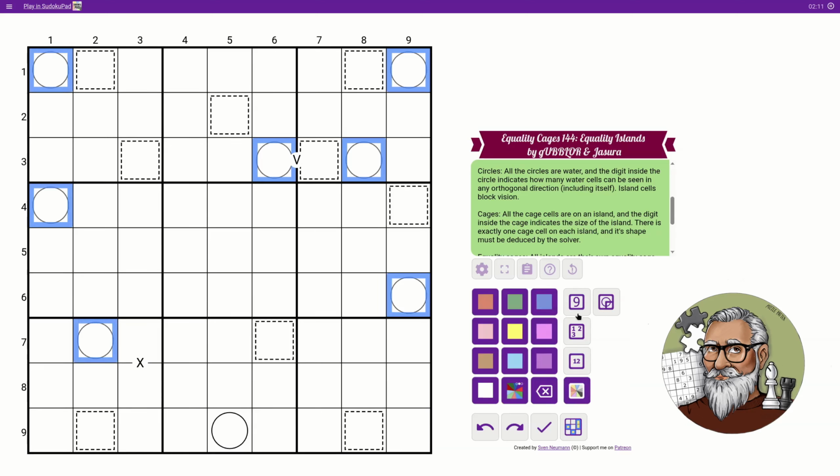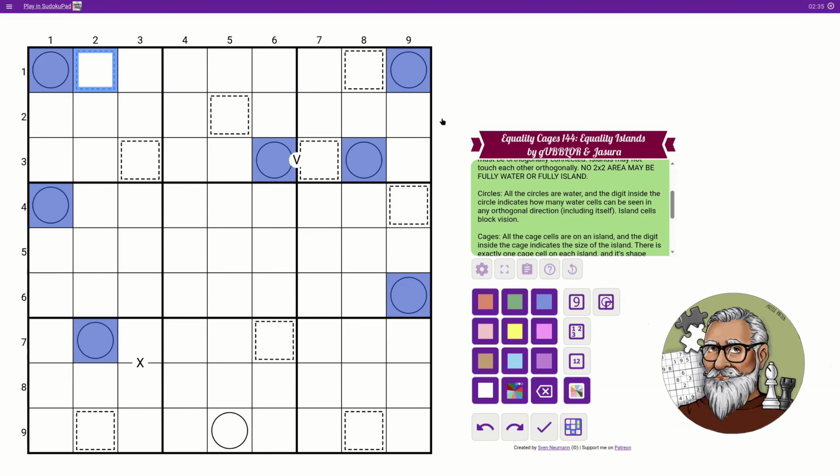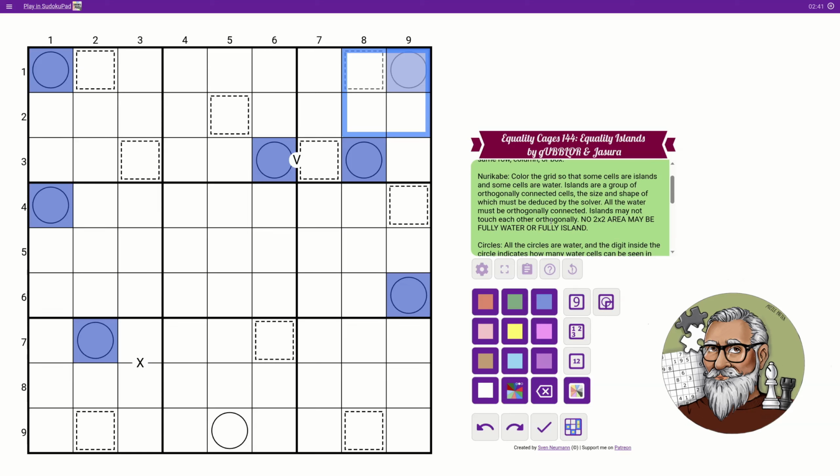Even that is not going to be enough, is it? Well, I can reuse a color. I can reuse a color. Okay, we're not there anyway yet. All right. Right. No 2x2. No 2x2 square could be all island or all water, right? Yeah. All the water must be orthogonally connected as well. Okay. Oh, this one is water too. This one is water too.